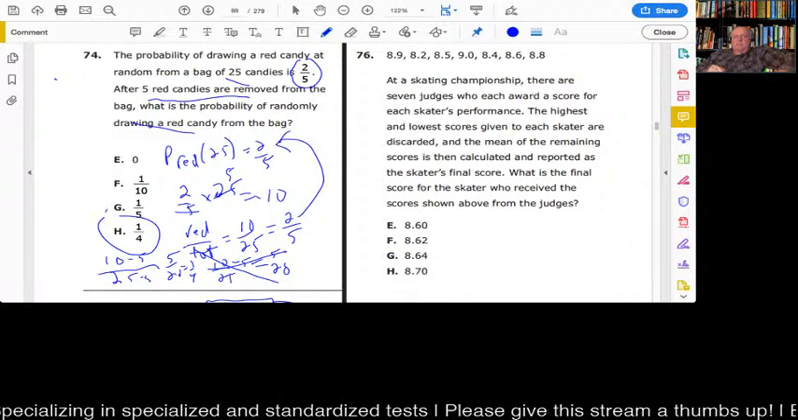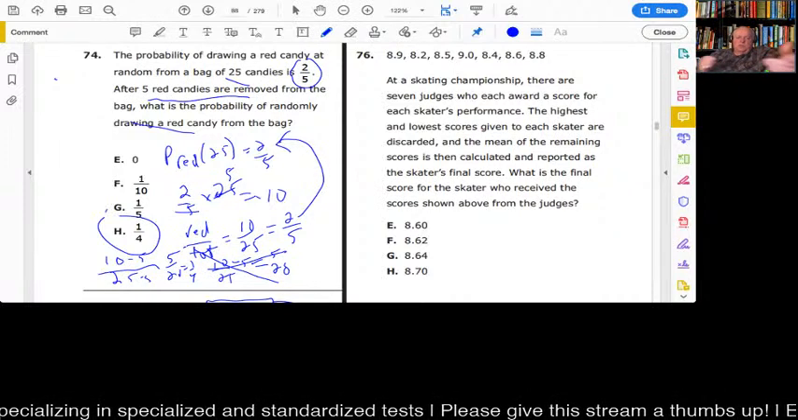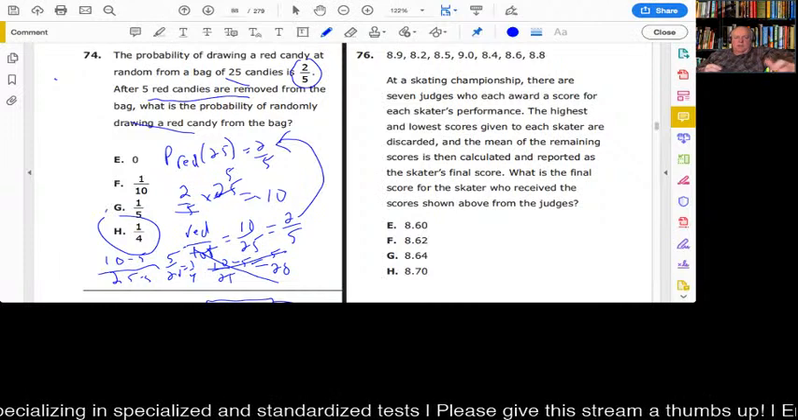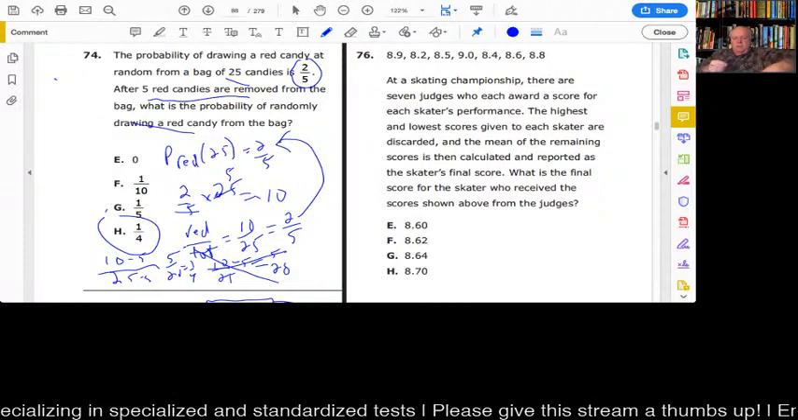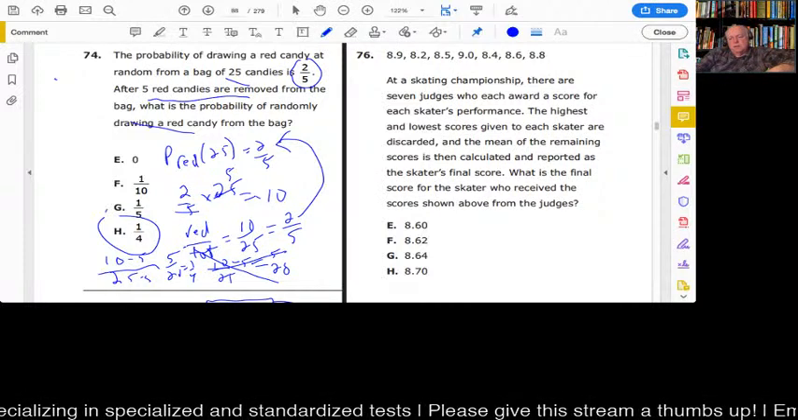At a skating championship, cool. There are 7 judges, cool, who each award a score for each skater's performance. Big deal. That sounds apropos for things, right?